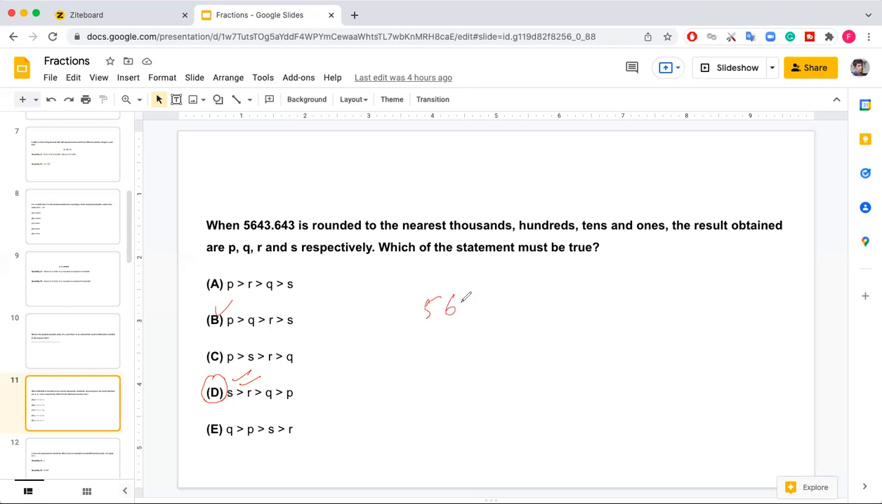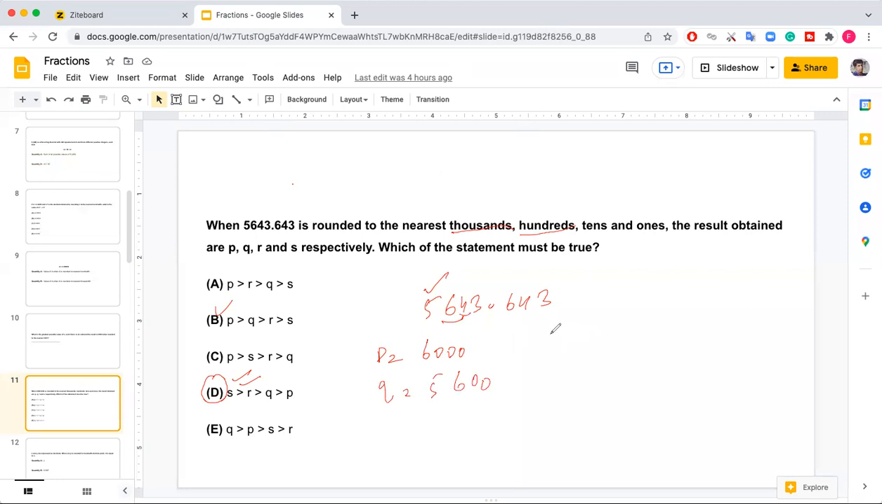We are having 5643.643. First of all, if you round this to the nearest 1000 and the result is P, what will be P? Near 1000 is this value. Just see the next digit, greater than 4. So this will become 6000, right? Now the next one is rounding to the nearest 100. We are having 4, right? This means this will remain as 6. So Q will be equal to 5600, right?